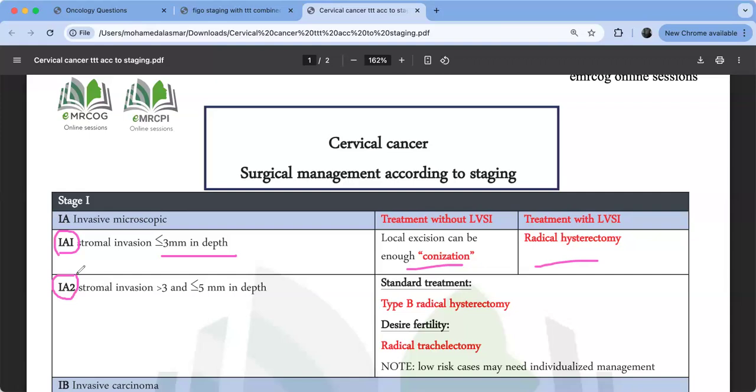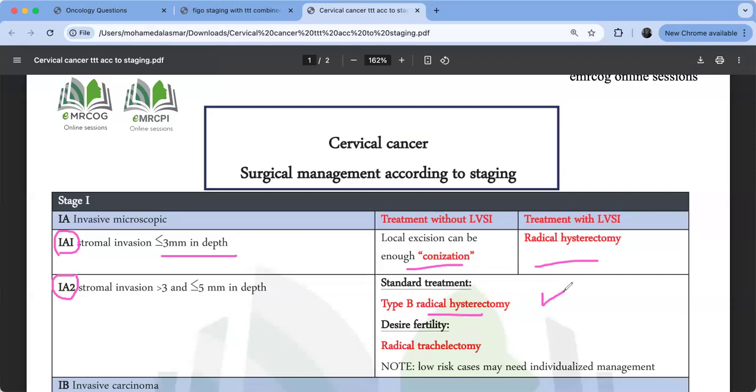But if they ask you in the exam, a 1A2 case, old age, no desire for fertility, what is the management? Standard management is surgery. What type of surgery? Radical hysterectomy. Clear?